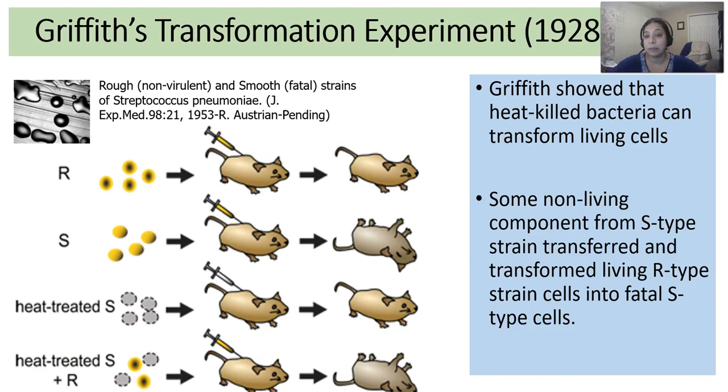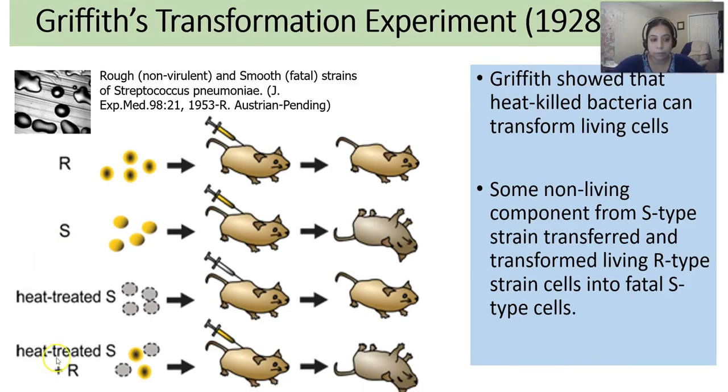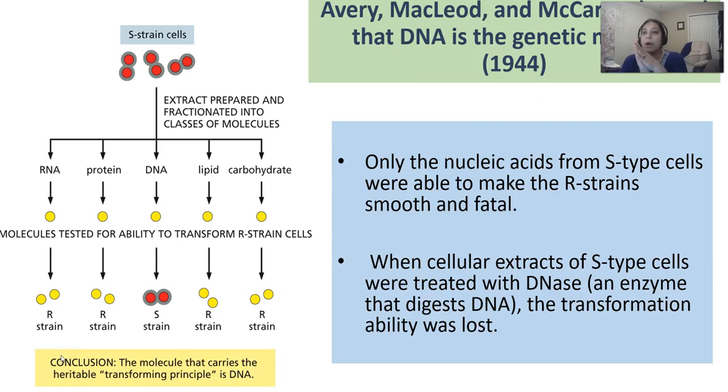But specifically here, that means that there is some non-living component in the S strain that can be transferred into the living R-type bacteria and transform it into the more fatal S strain. So that's as far as they went with their experiment. And then it was several years, over a decade actually, before Avery, McLeod, and McCarty specifically showed that DNA itself was the genetic material in 1944.